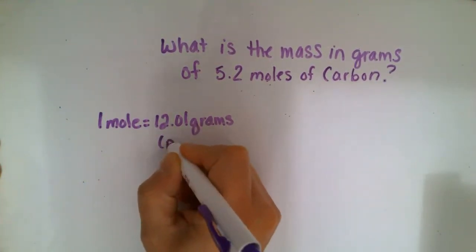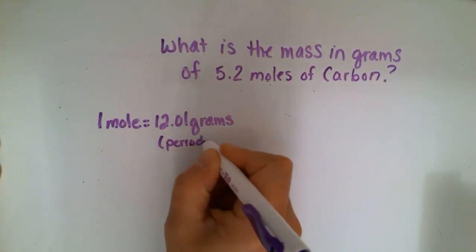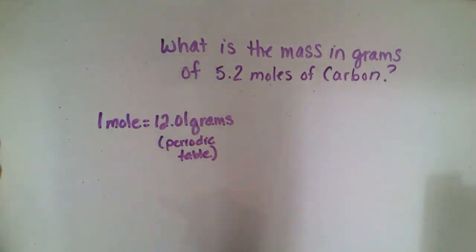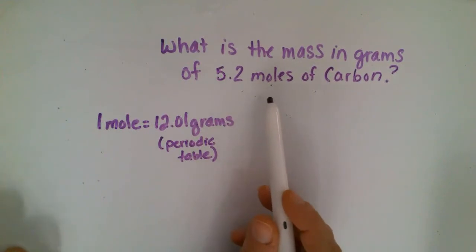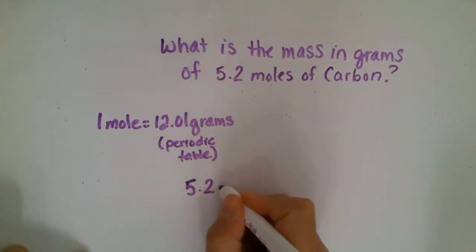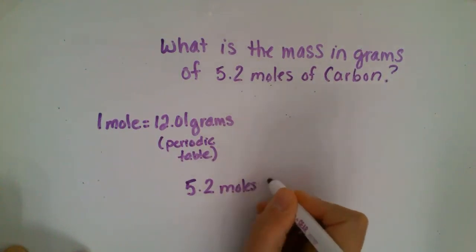So this was found on the periodic table, right? So 1 mole of hydrogen has 1.01 grams. 1 mole of, let's say, nitrogen is going to equal 14 grams, okay? So now that we have this information, we can figure out this problem. So again, start with what you have. We have 5.2 moles of carbon.